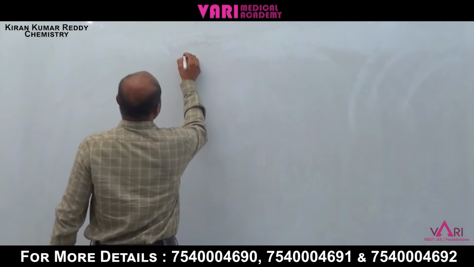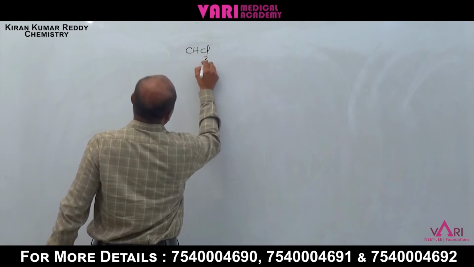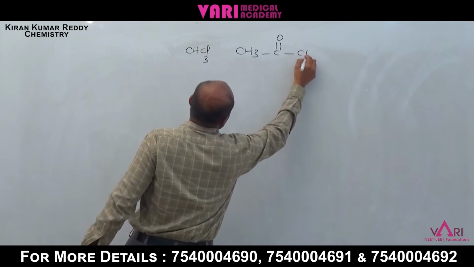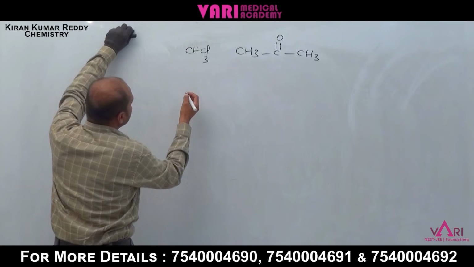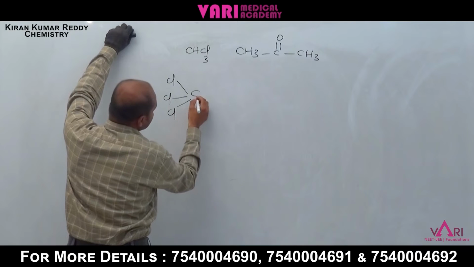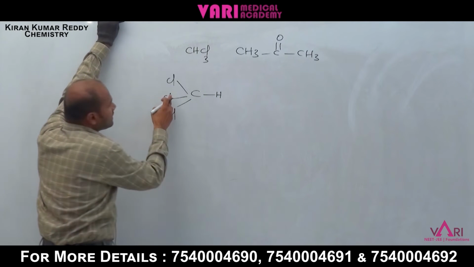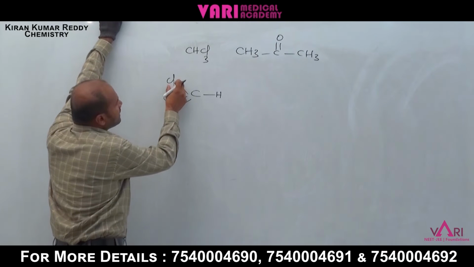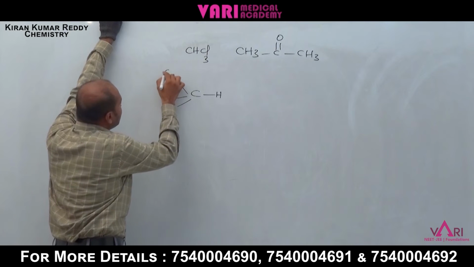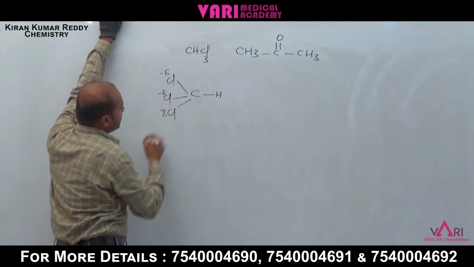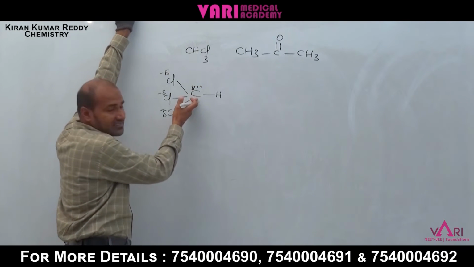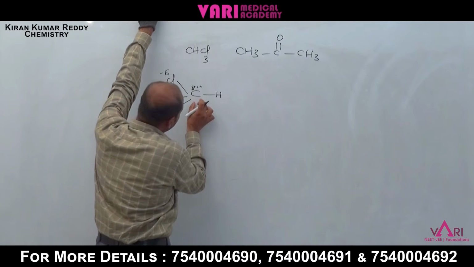If you take CHCl3 and acetone, CH3COCH3, here also hydrogen bonding is formed, because chlorine is present, and these are electron withdrawing groups. Here is carbon and chlorine, which one is more electronegative? Chlorine is more electronegative, that's why it has a minus charge, delta minus, here also minus, and here is plus charge, delta plus. Here the hydrogen is more electron deficient.